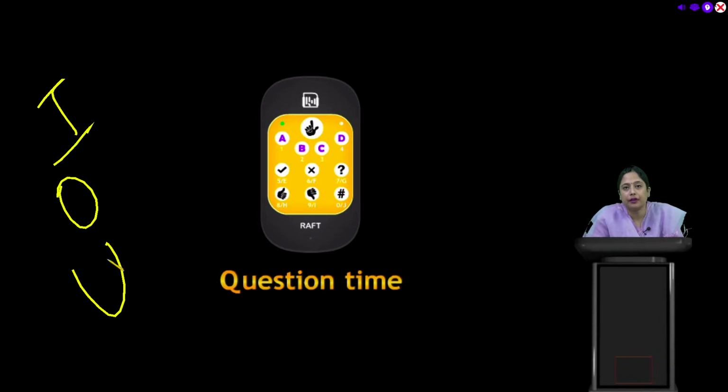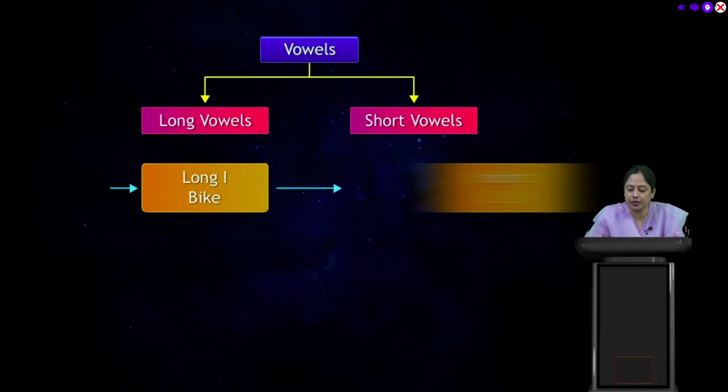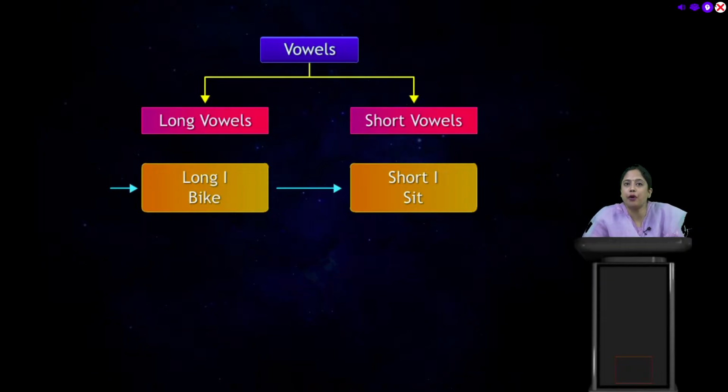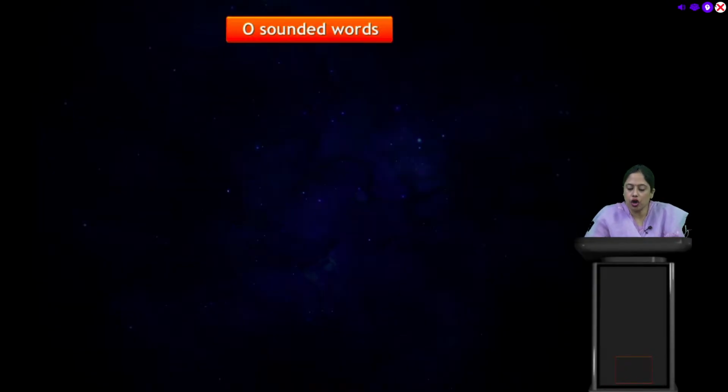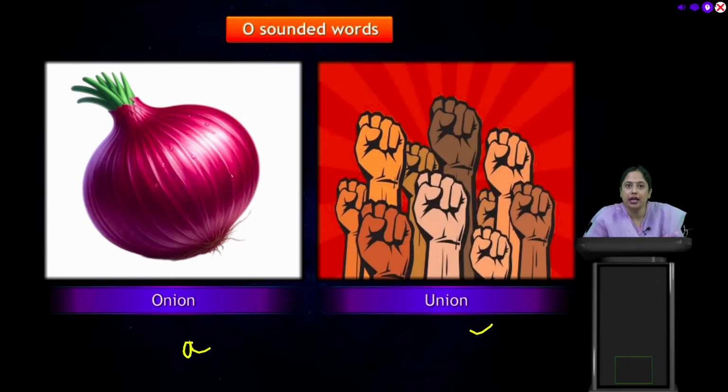Similarly, we have the vowel sound O, where we produce the O sound, as in box, as in pot, as in hot. These are the short O sounds. Sometimes the O is a longer sound. Sometimes we produce the A sound instead of the O sound, as in onion. We don't say onion, we say onion. We don't say union, we say union.